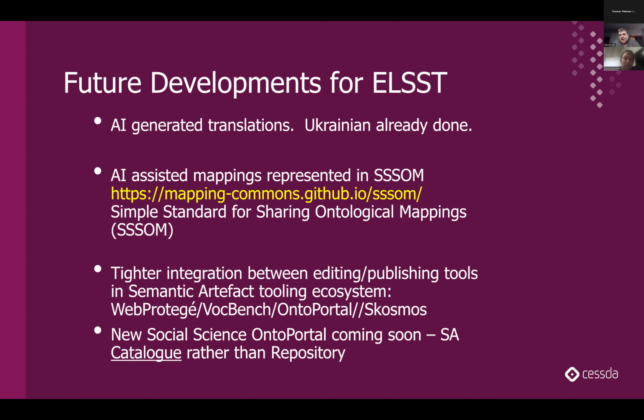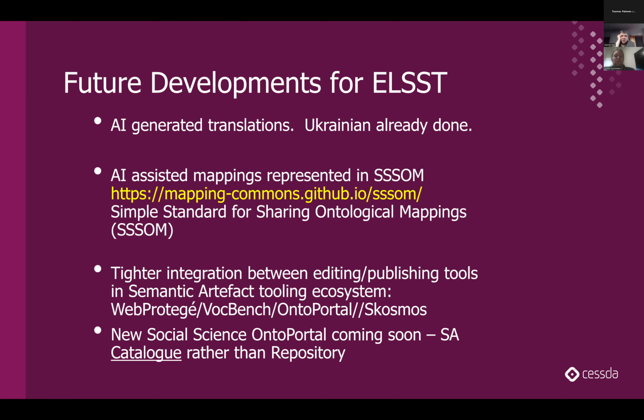Skos exact. Now those are fine, but if you want to be more kind of granular and more subtle about your kind of mappings and relationships, simple standard for ontology mappings is something that's being built into a number of systems, including onto Portal, and we're looking to techniques as to how we can generate mappings from ELST automatically and at scale into other vocabularies and other thesauri. As I mentioned before, we'd like to see tighter integration between editing and publishing tools, which can include Vocbench, onto Portal, Skosmos.